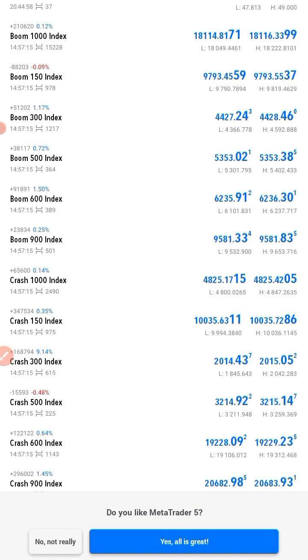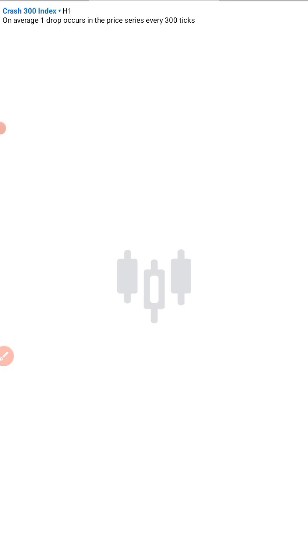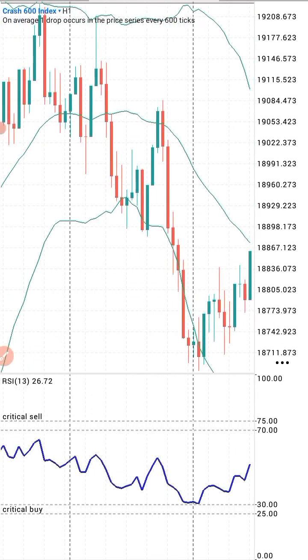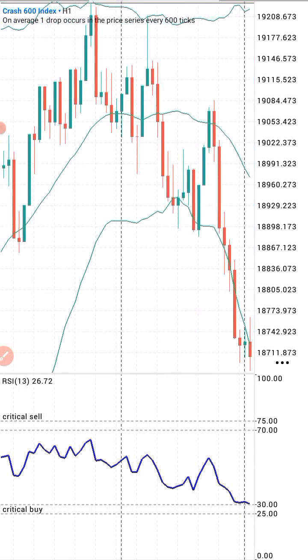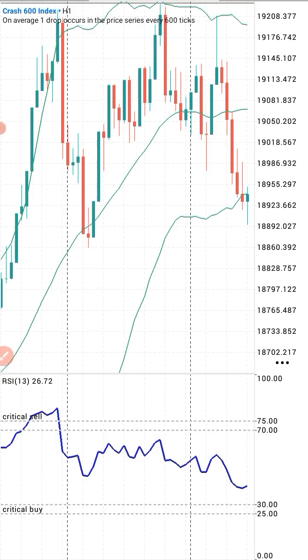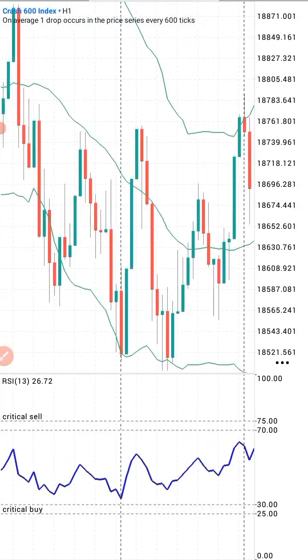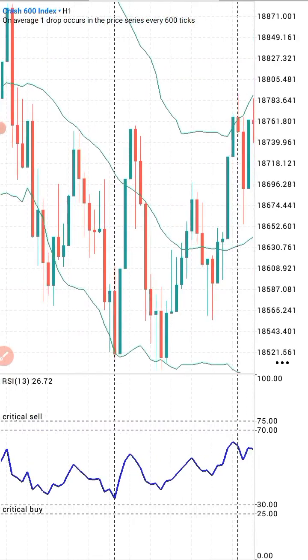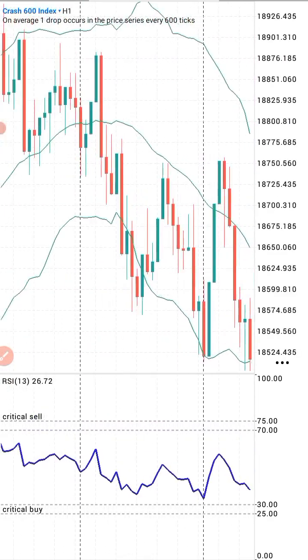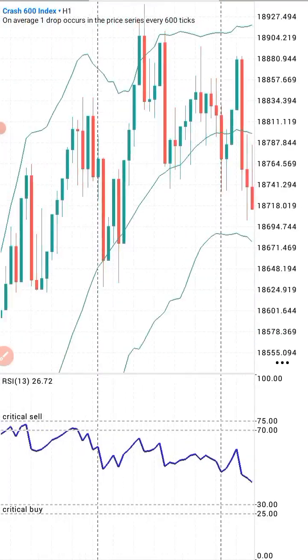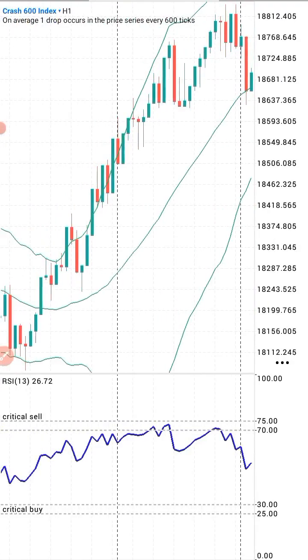Also with this instrument, look at it. Once it reaches the boundaries, the area of support and resistance, it reverses. That is how powerful it is. So we used our RSI to filter the trade. Now we are going for a buy. You see it. Look at our RSI. This is a very powerful strategy.